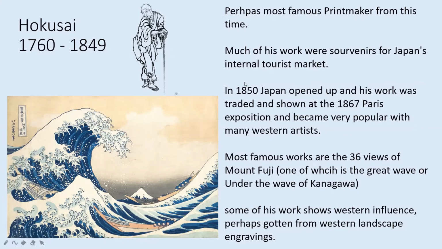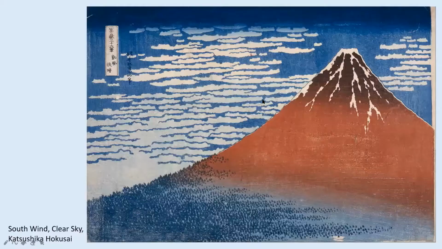Yeah, so that's Hokusai. What a cool dude. So this is one of his other views of Mount Fuji. This is one of his other quite famous ones. So this is called South Wind, Clear Sky, or it's also known as Red Fuji sometimes, because, you know, we like to be very literal.